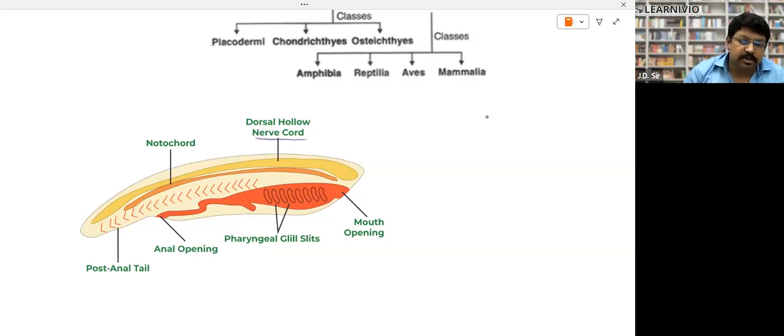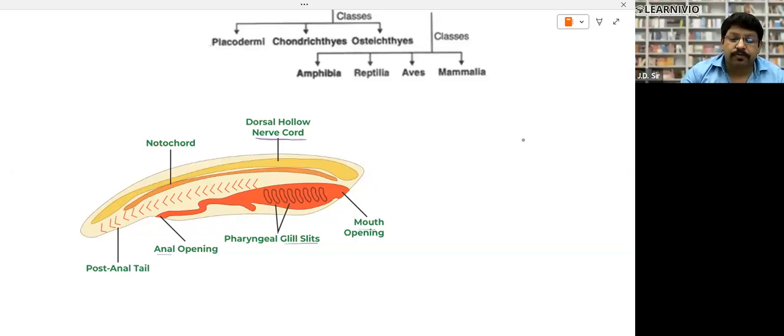So here, this part belongs to the visceral organs, right? And this is the notochord. This is the post-anal tail, right? Tail is present. This is the anal opening. So obviously, the digestive system is complete. Mouth opening, mouth. Pharyngeal gills mean they have a respiratory system, and this is the digestive tract. So this is the basic representation of a chordate. At least all these organs which are represented over here are the basic organs which must be present in any chordate, right?